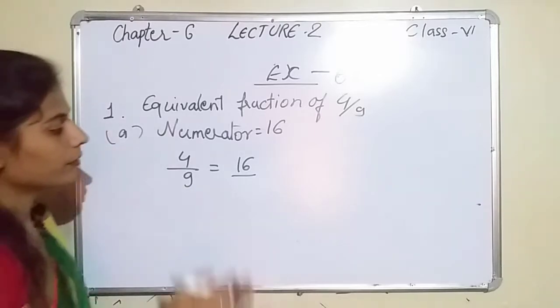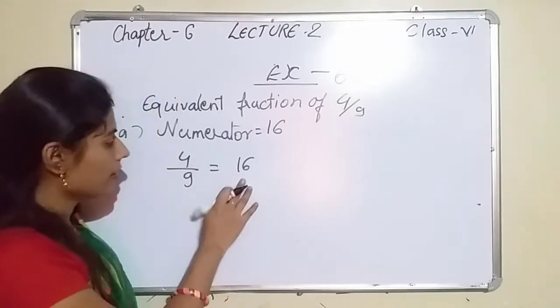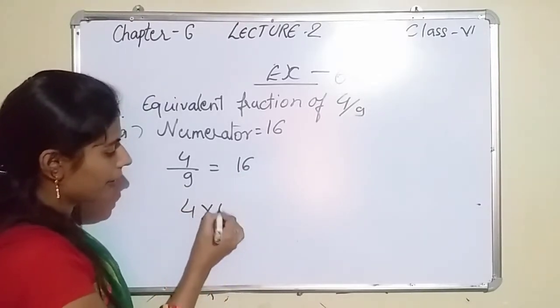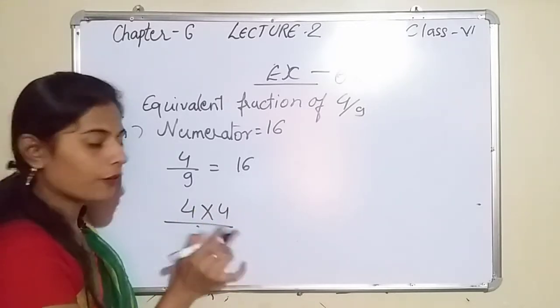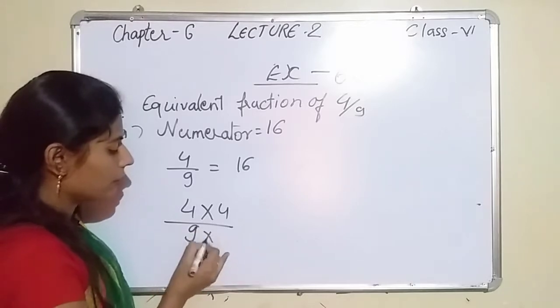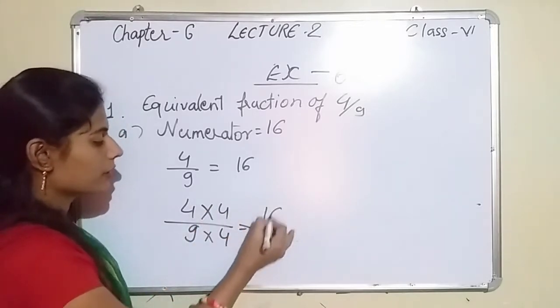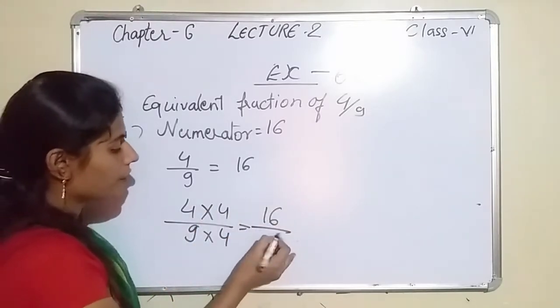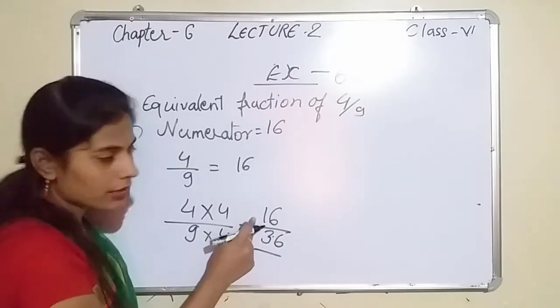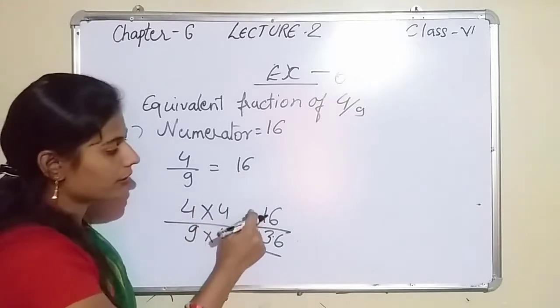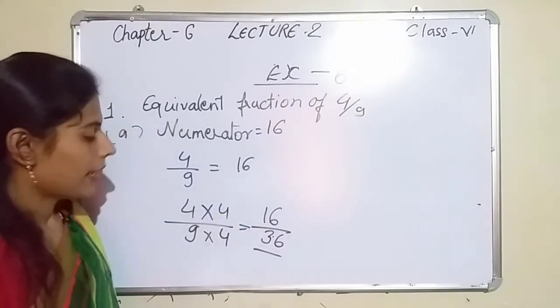And in what condition did you get 16 here? When you have multiplied 4 by 4. If you are multiplying the numerator by 4, it means you have to multiply 9 also by 4. So 4 4s are 16 and 9 4s are 36. So here you got the numerator 16, and yes, we got the numerator 16 here. So this is our expression.